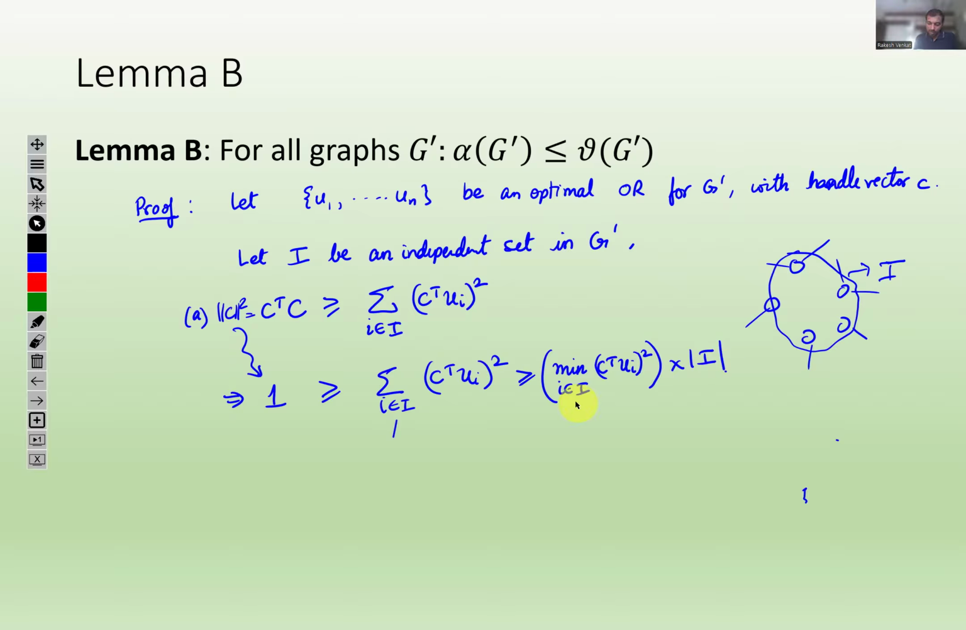So notice what I've done. I've replaced all of these terms by the minimum times the number of terms. It's surely greater than or equal to. Right? It's a simple trick, but what it helps us in doing is it gets us this size of I outside. And now you see the proof is done because I'll just transpose this down. Mod I.